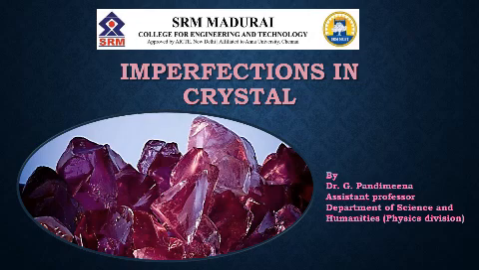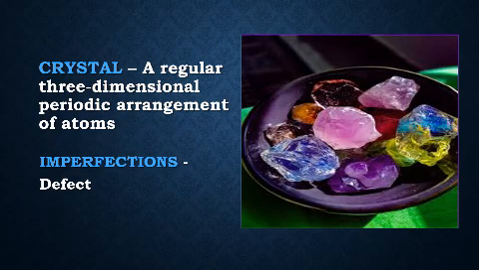In this video, let us see about imperfections in crystals. First, let us discuss about crystal. What is a crystal? A crystal is a regular three-dimensional periodic arrangement of atoms.